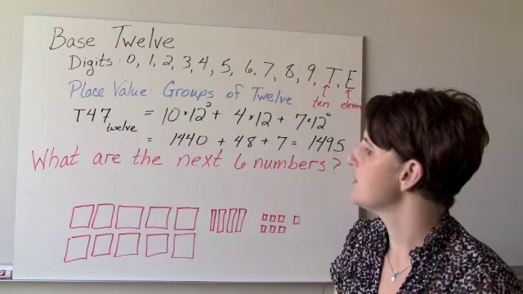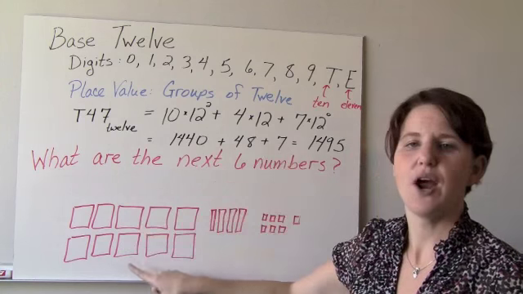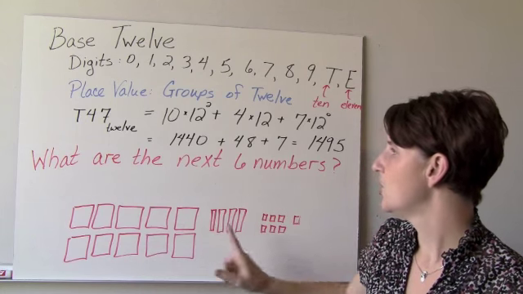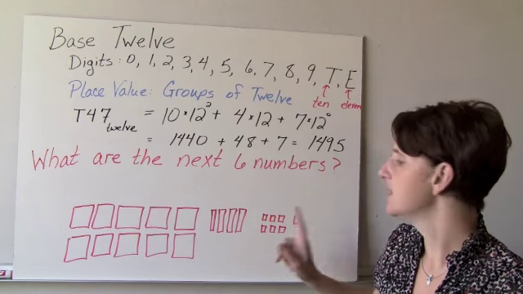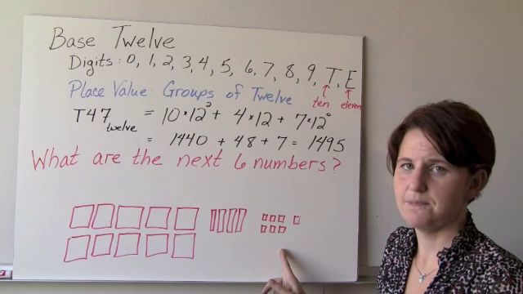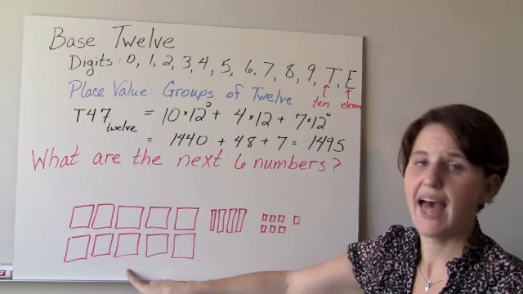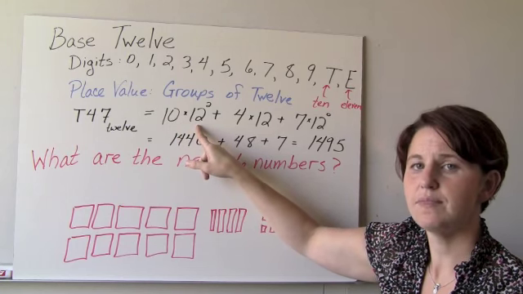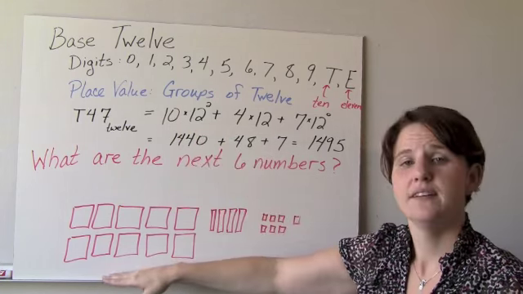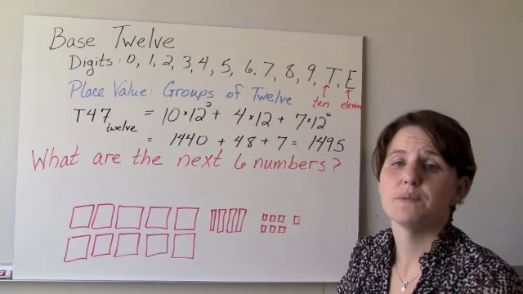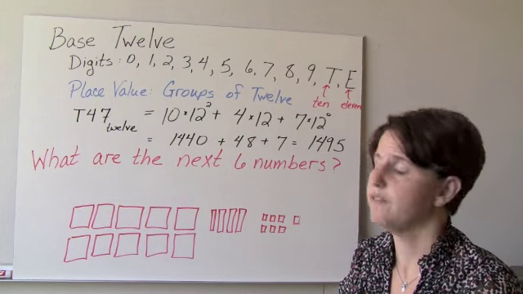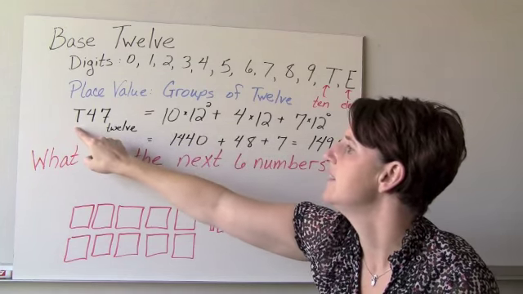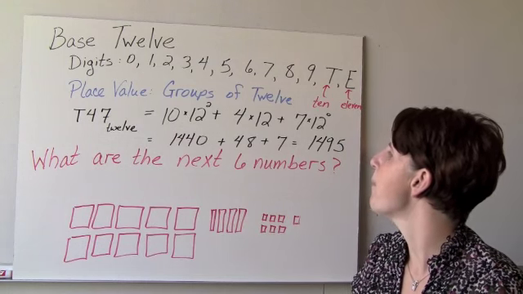If I were to think about the symbols to write this number, I have it down at the bottom. I'd have 10 flats, 4 longs, and 7 units. My 10 flats have a value of 10 times 12 squared, because place values are based on groups of 12, so a flat has a value of 12 squared. So I have 10 times 12 squared. That represents the T in the third position to the left.